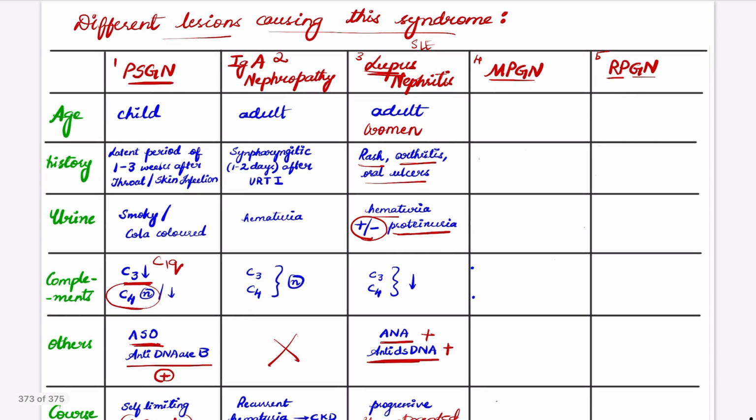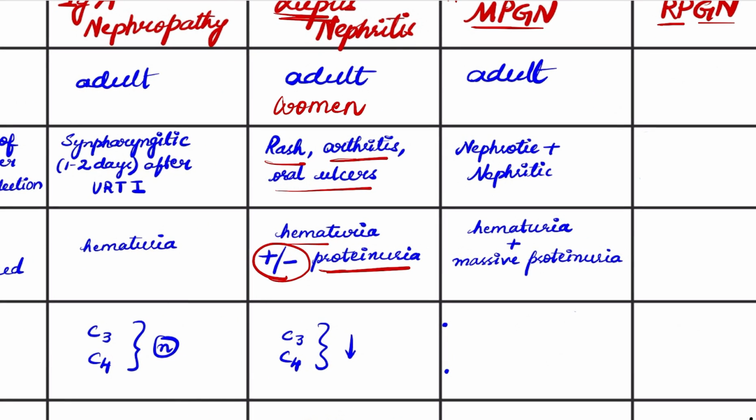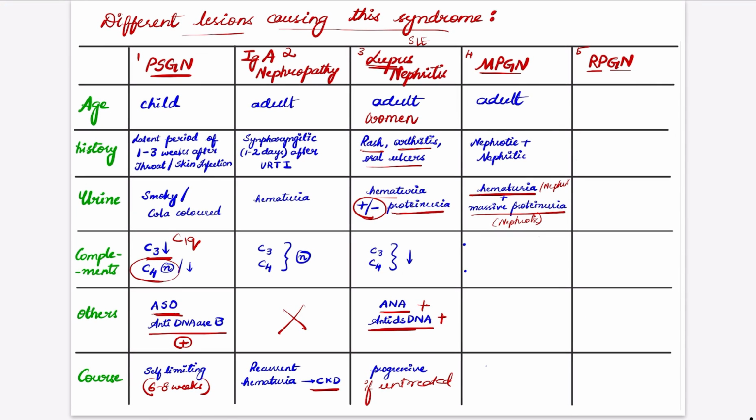Coming to membranoproliferative glomerulonephritis, the more common age group is adults. The history has both nephrotic and nephritic symptoms mixed together. The urine shows hematuria and proteinuria. Hematuria is the nephritic feature, whereas massive proteinuria is the nephrotic picture. Since they have both, it is a mixed kind of history, and the urine shows hematuria and massive proteinuria.